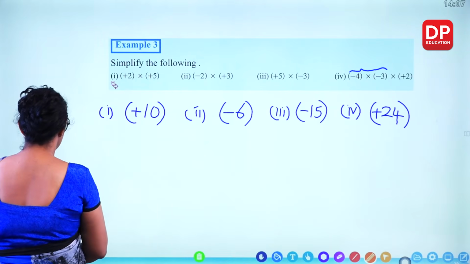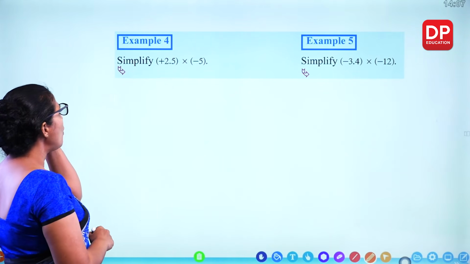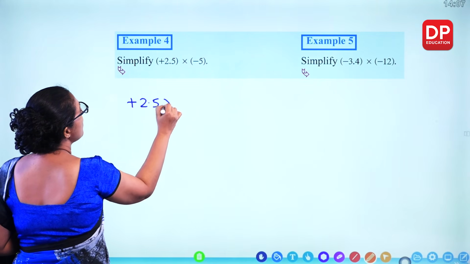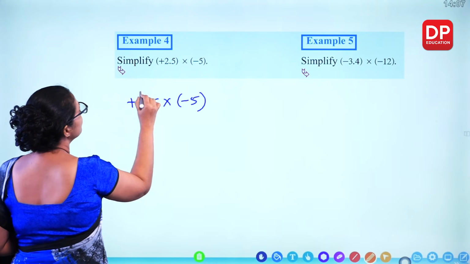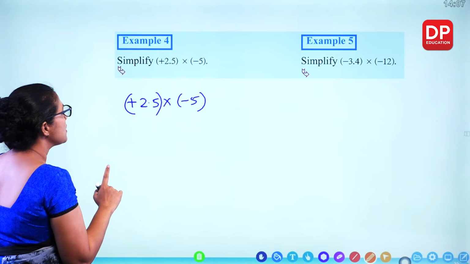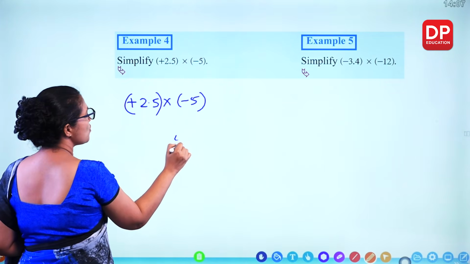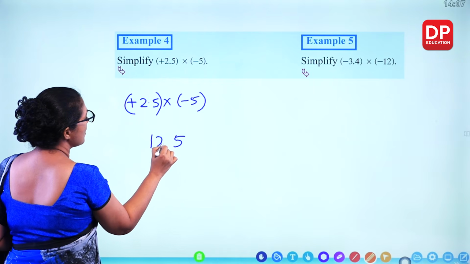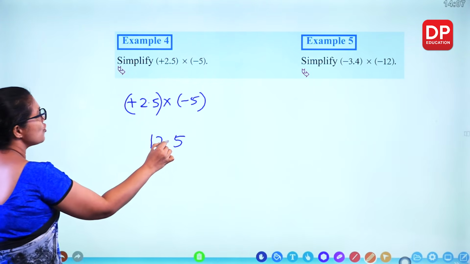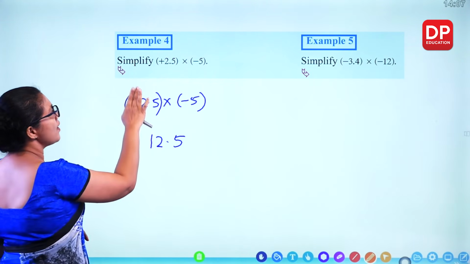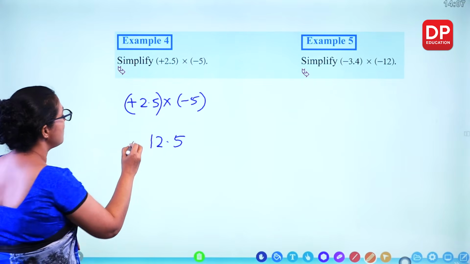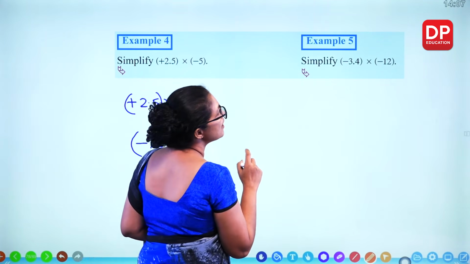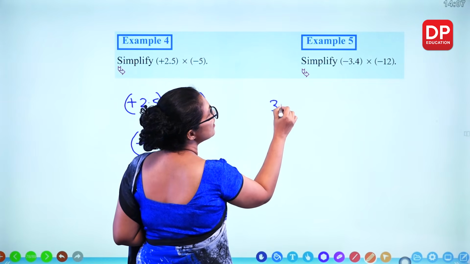Example number 4. Plus 2.5 into minus 5. Just multiply by 5 first. 5 times 5, 25. 5 times 2, 10 plus 2, 12. So 12.5. How you decide the sign? One is positive, one is negative. Answer is negative.